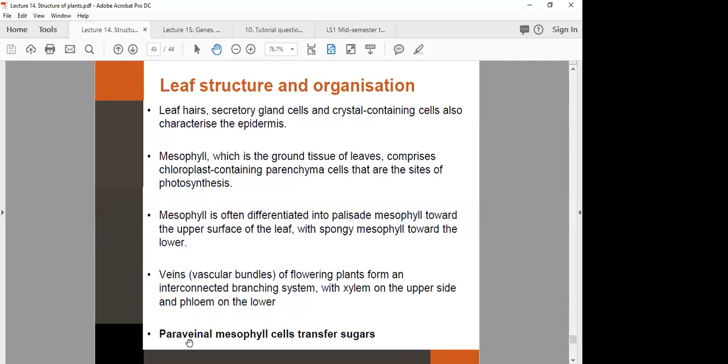Mesophyll cells are often referred to as paraveinal mesophyll cells because they transfer sugars or photosynthates from mesophyll cell to mesophyll cell until those photosynthates can be loaded into the phloem vascular tissue within the vascular bundle.